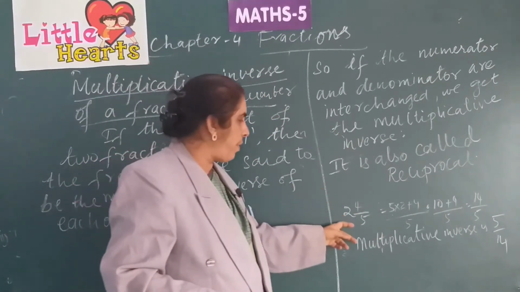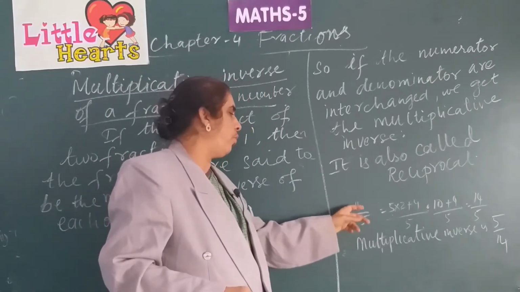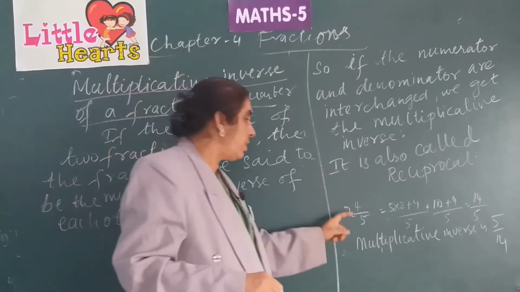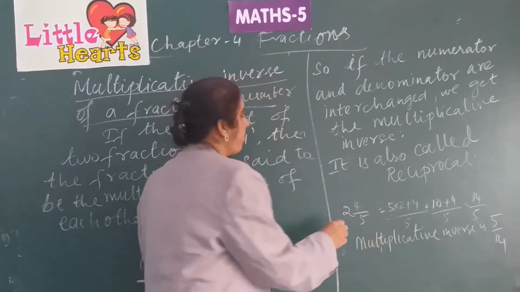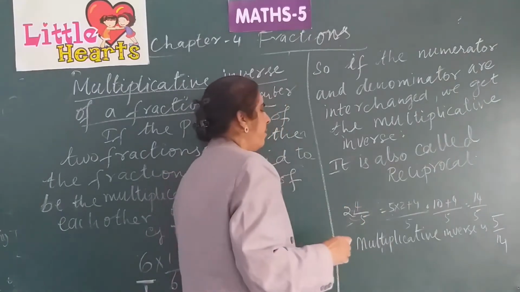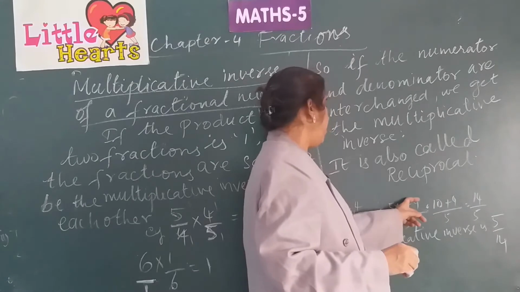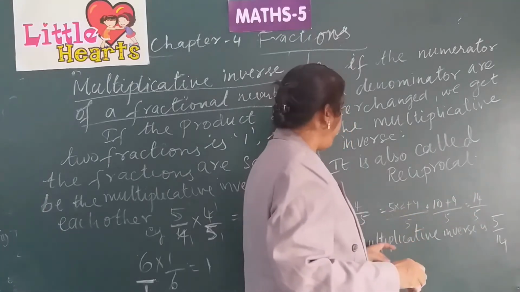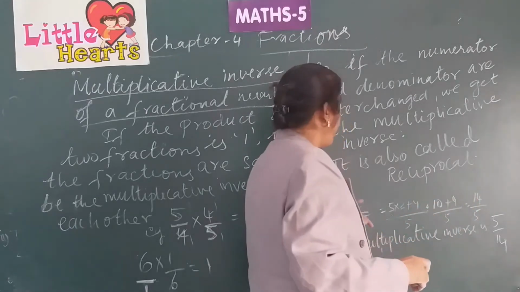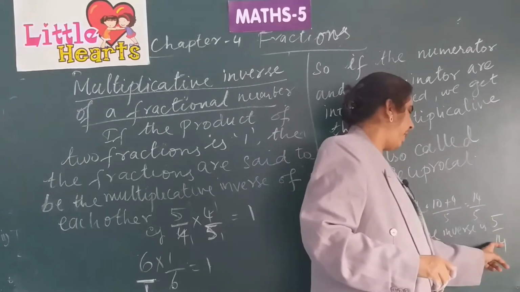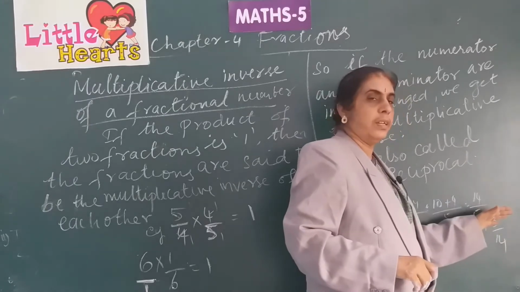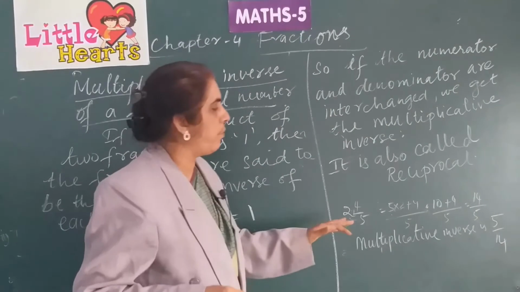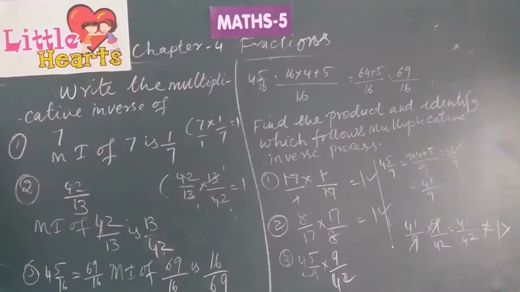So, for a mixed fraction, take the mixed fraction 2 4 by 5. We cannot write directly the multiplicative inverse. First change it into an improper fraction. 5 into 2 plus 4. 5 2s are 10 plus 4, 14 by 5. So, the multiplicative inverse of this 2 4 by 5 is 5 by 14. Just reverse the improper fraction. In this way you can find the multiplicative inverse.